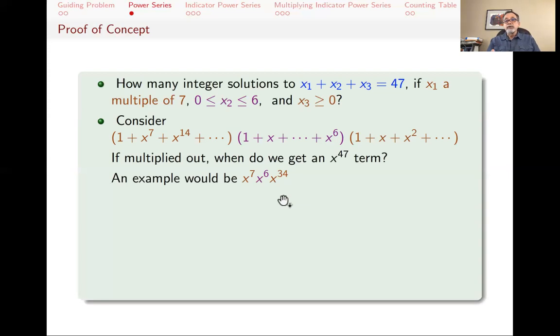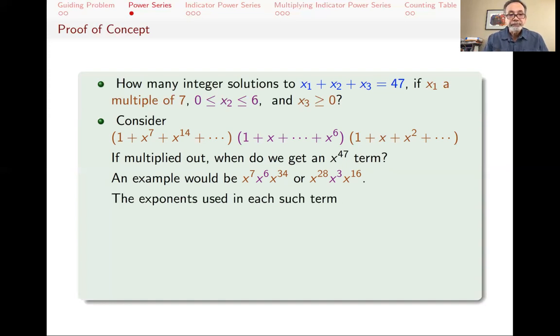This gives you an x^47 term, but it's not the only way. For example, you could also pick x^28 from the first one, x^3 from the second one, and x^16 from the third one. So anytime I pick three terms, one from each of these parentheses, and their exponents add up to 47, I get an x^47 term.